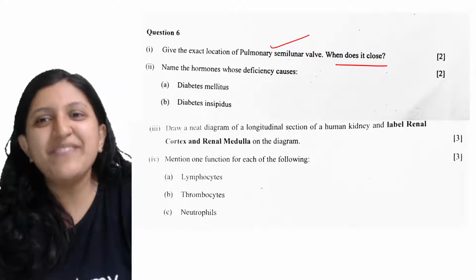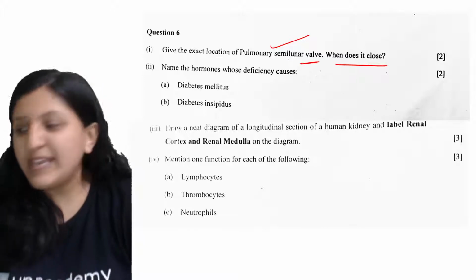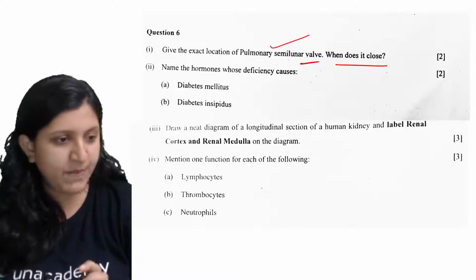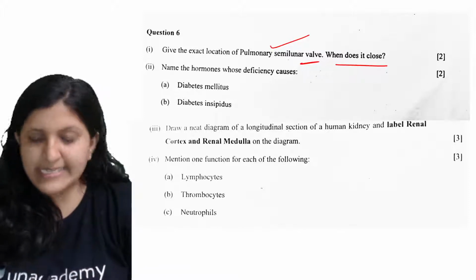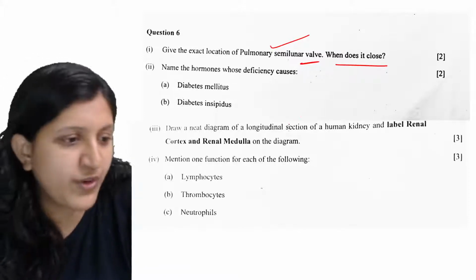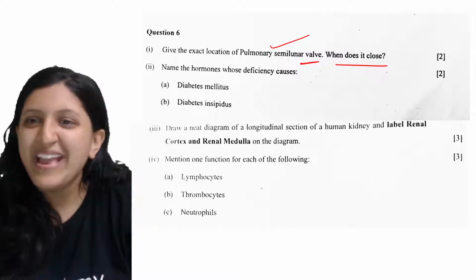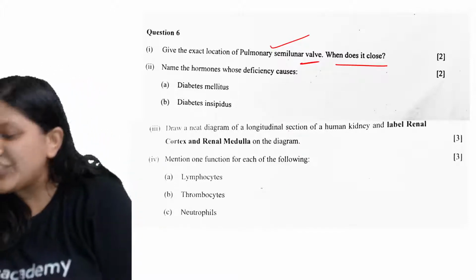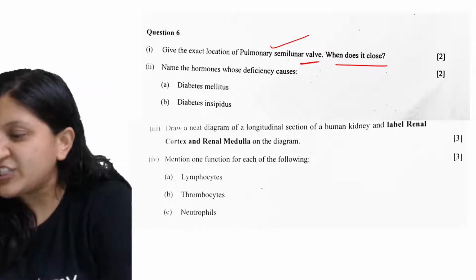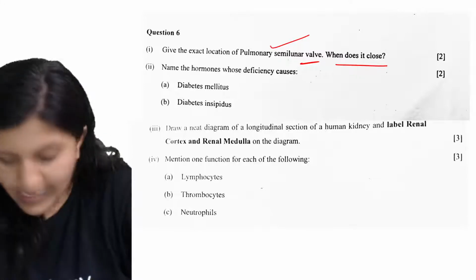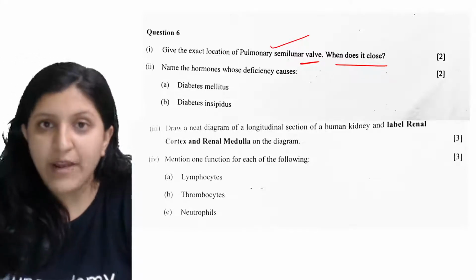Welcome. So give the exact location of the pulmonary semilunar valve. This is the last question that we have. So what is that exact location? Any of you? Have you written this one, or maybe you have left this one? So for the semilunar valve location, you need to write the exact location there. In that case, you can write it is located at the opening of the right ventricle.